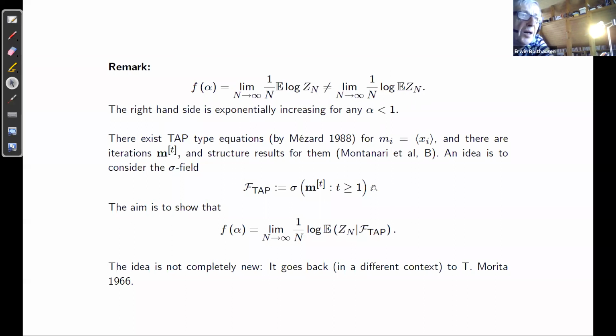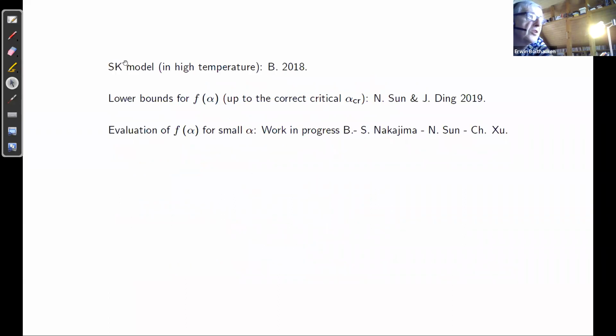So my idea was actually that it could be correct if you are conditioning essentially on the sigma field generated by the TAP equations, because you are thinking that the TAP equations are fixing the means. So that's the key idea, and to do something like that here. Now that worked for the Sherrington-Kirkpatrick model, but unfortunately not up to the De Almeida-Thouless line. That's a paper in 2018.